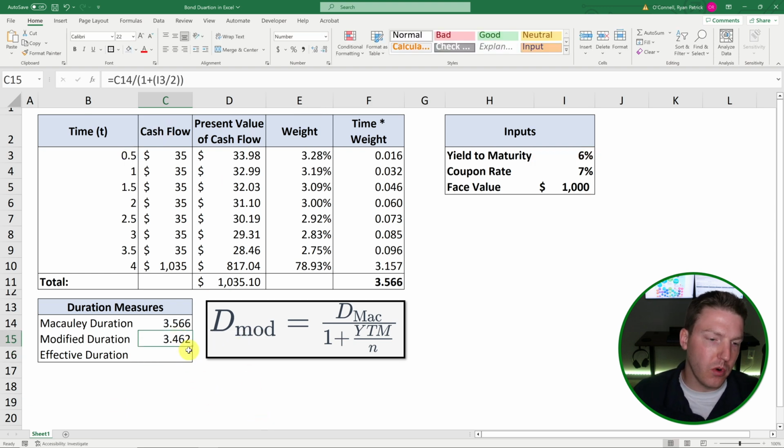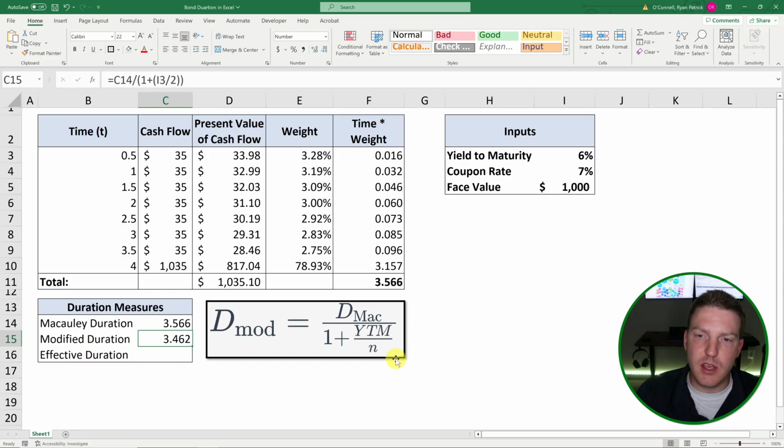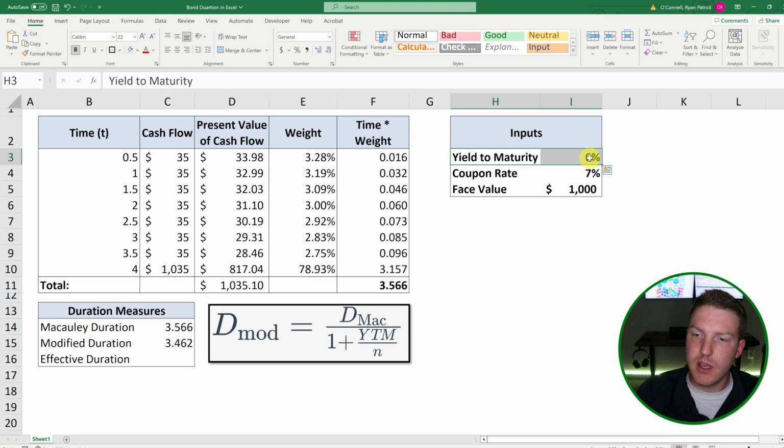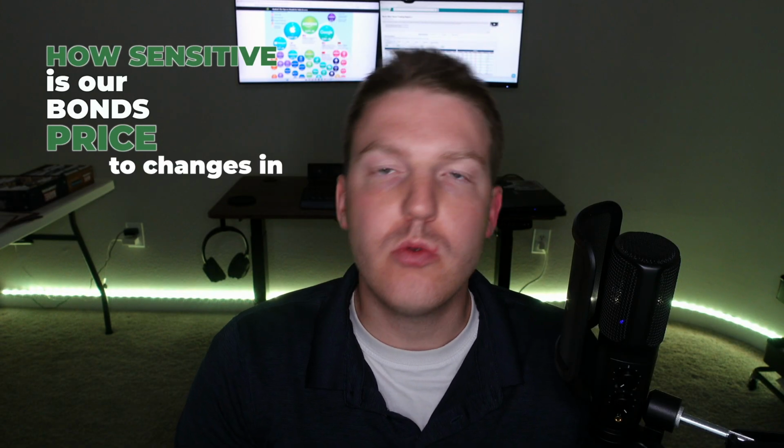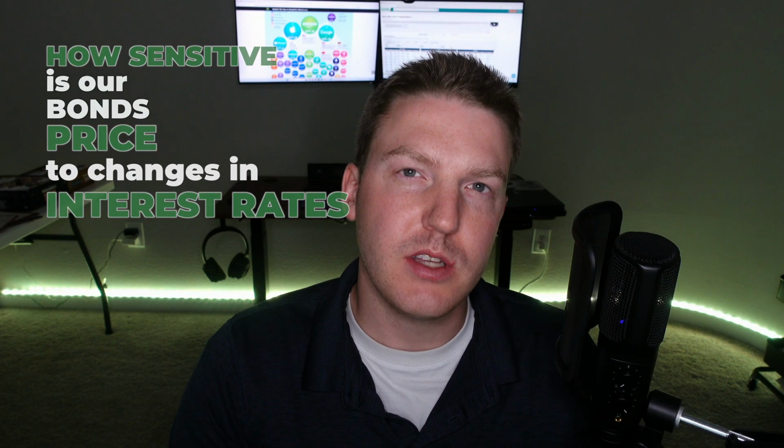and we come up with a modified duration of 3.462. And what this is telling us is that if we make a simplification, we can assume that, let's say, if this yield to maturity decreases by 1%, we expect the present value of this loan to increase by 3.462%. And so it tells us basically how sensitive our bond's price is to changes in interest rates.